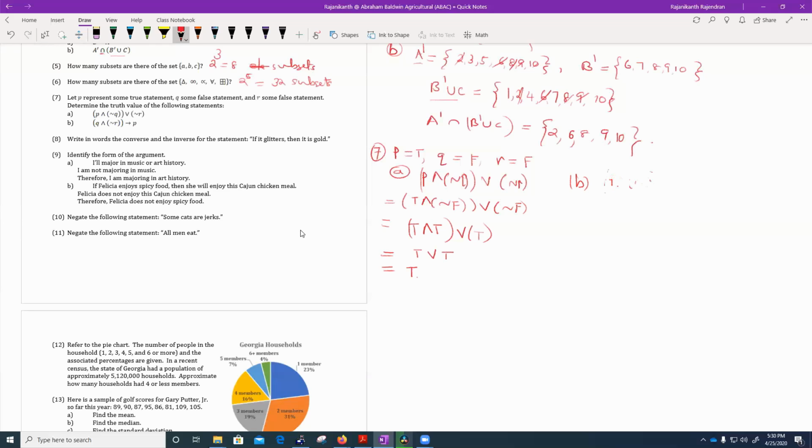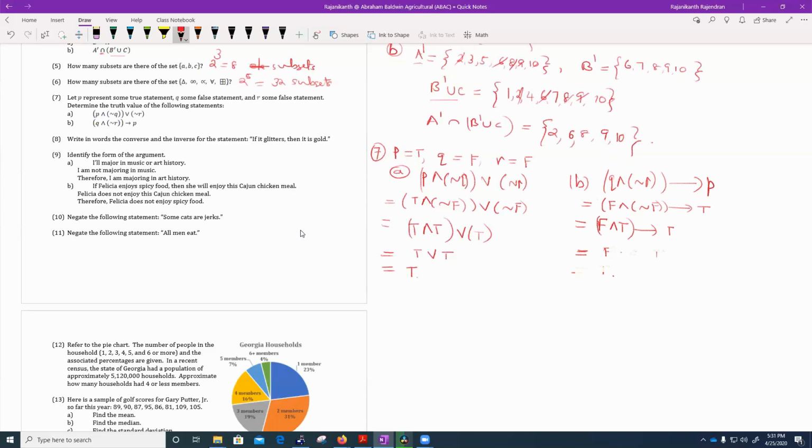So for part B, I have statement Q and negation of R, then you are taking the conditional to P. Now if you plug in the values here, Q is false, negation of R is true, and P is a true value. So the negation of F is true. You are taking the conditional on T. So remember, if you look at the truth table for these two values, F conditional on T is going to be true. Please look at the conditional truth table.